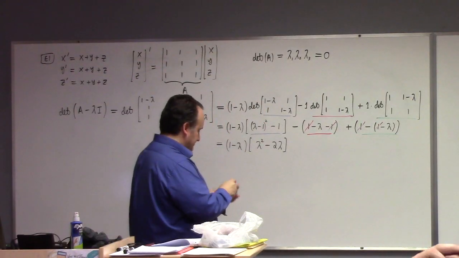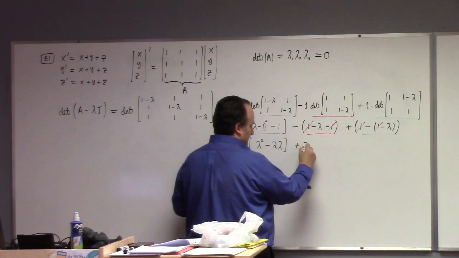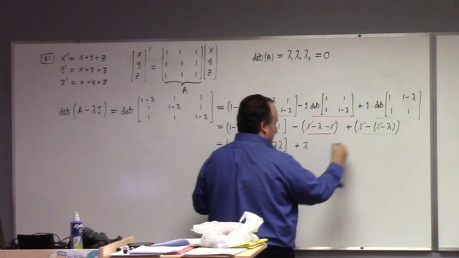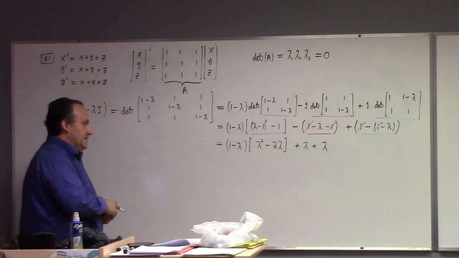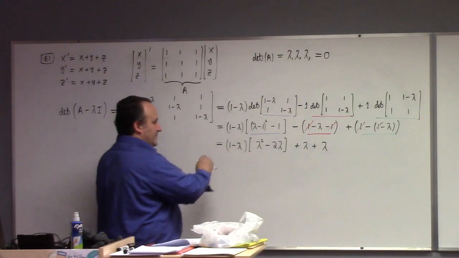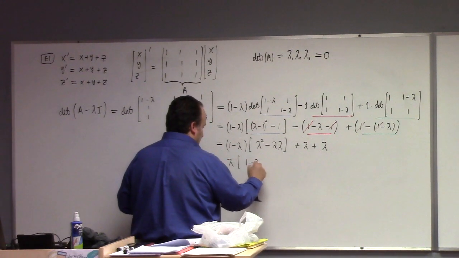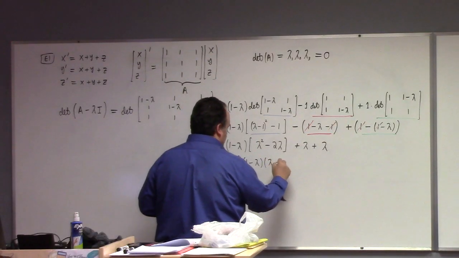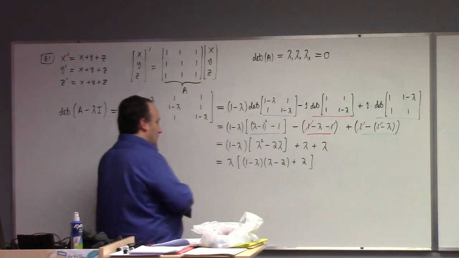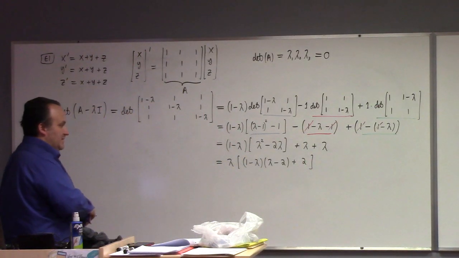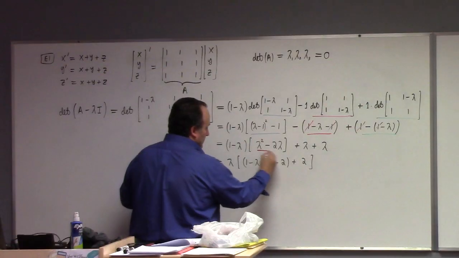So what are we left with? Minus and minus plus lambda, all right? Minus and minus plus lambda. All right? So, in fact, there's a lambda everywhere here. We could factor it out. Lambda times 1 minus lambda times lambda minus 2 plus 2. All right? So I factored a lambda out of this piece right here. See that?